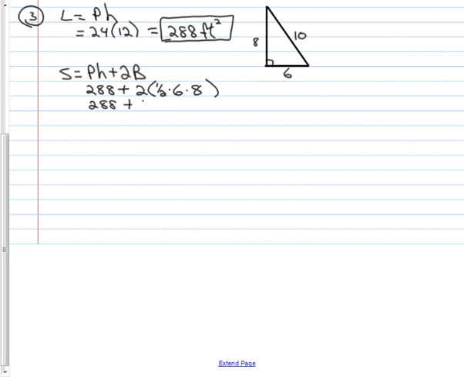288 plus 48, because 2 times 1/2 is 1, 6 times 8 is 48. What do you get? 336 feet squared.